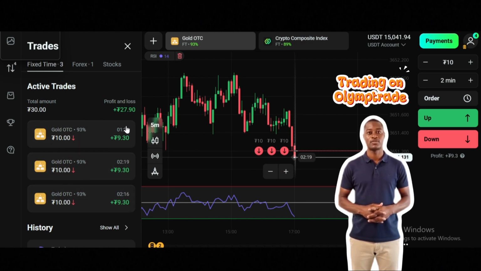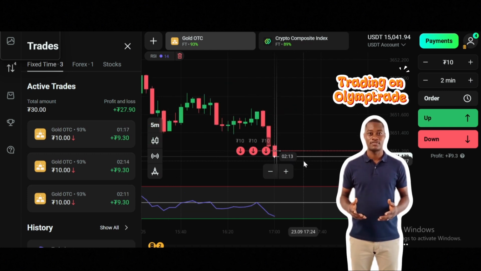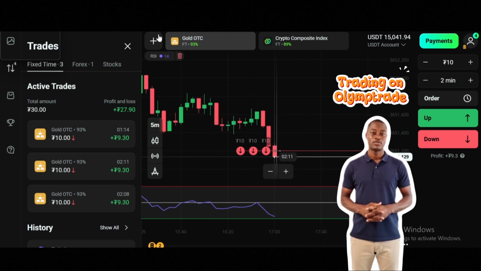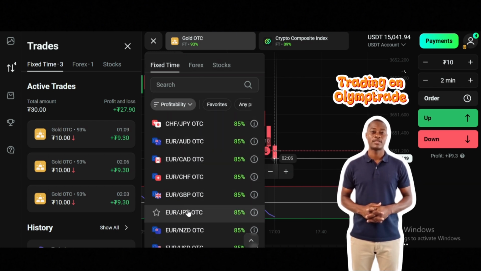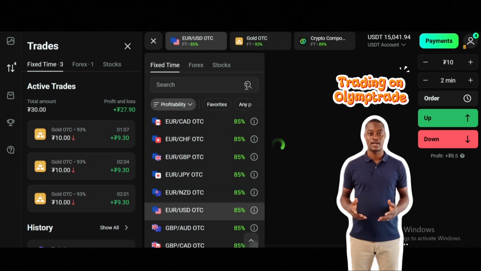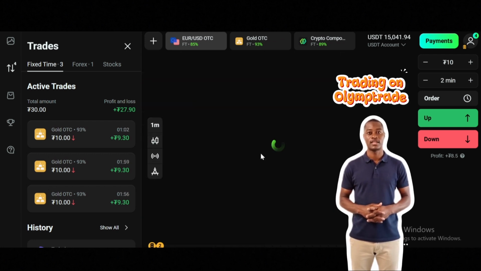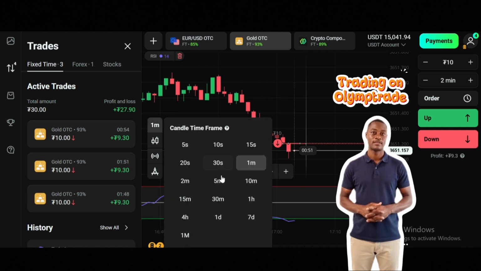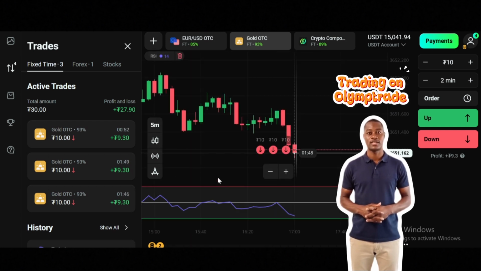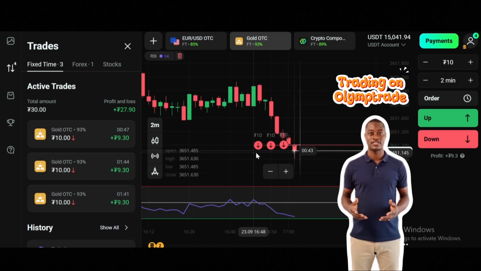Let's put this into practice with an example. You're trading euro-dollar on a 5-minute chart. The RSI drops to 25, showing oversold conditions. Soon, it turns upward and crosses back above 30. You place an UP trade for 10 minutes. As the price rebounds, your trade closes in profit. Now imagine you're trading gold. The RSI climbs to 75, signaling overbought. A few candles later, the RSI starts to fall below 70. You place a down trade for 15 minutes. As the price corrects, you win again. That's how the RSI strategy helps you catch reversals. And that's how you use the RSI strategy on Olymptrade for fixed time trading.